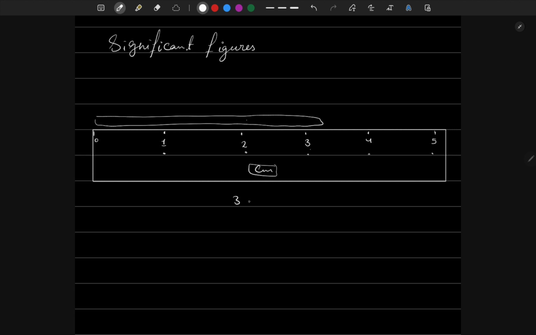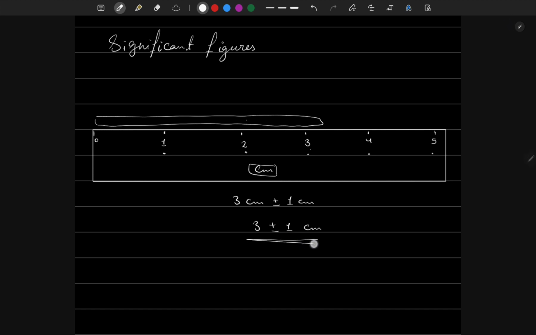So I should write my uncertainty by saying that it's 3 centimeters plus or minus the smallest unit of measurement here. The smallest unit of measurement here is 1 centimeter, so it's plus or minus 1 centimeter. And it's actually written like this: 3 plus or minus 1 centimeters. There are different notations, but we're not focusing here on the notation, we're just focusing on the concept.